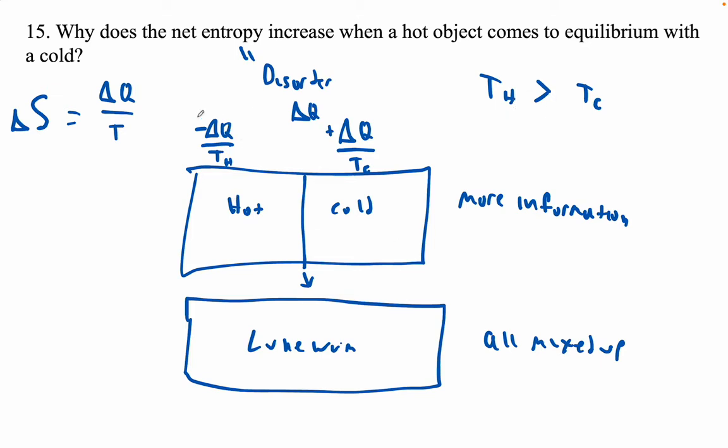So if you look at this, there's actually a negative change in entropy and a positive change. The positive is larger because the denominator is smaller. Yeah? So if you add these up, that's going to be bigger than 0, okay? Because this denominator is smaller, this one's bigger. The decrease in entropy is smaller than the increase because of math.